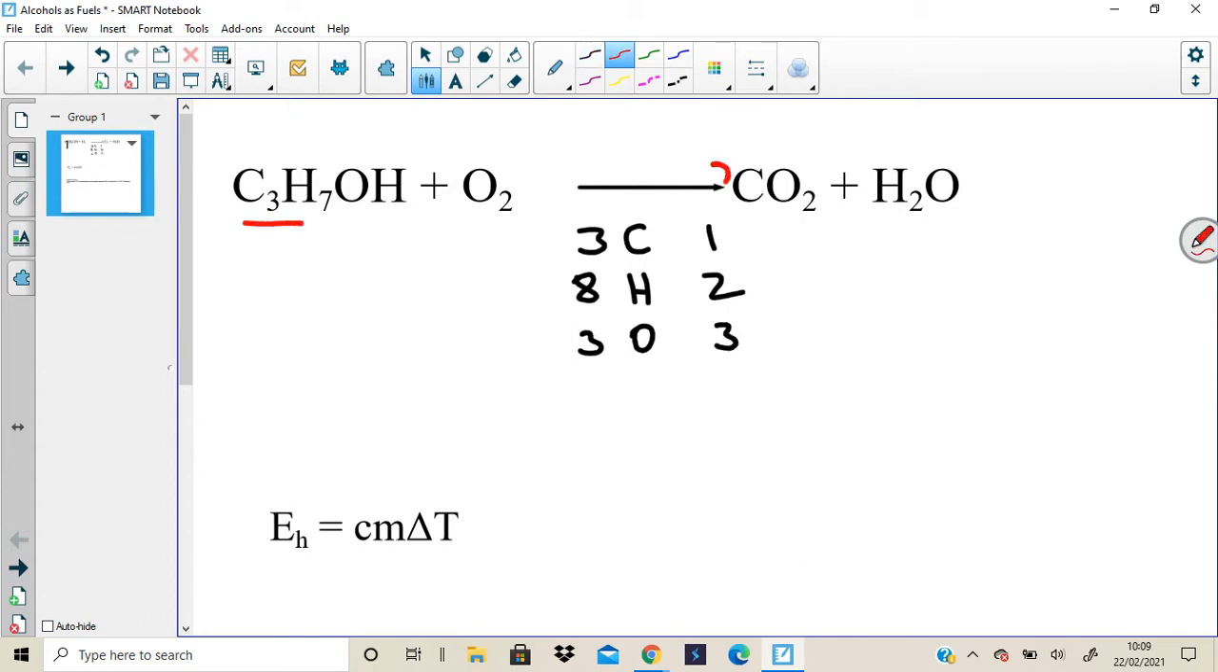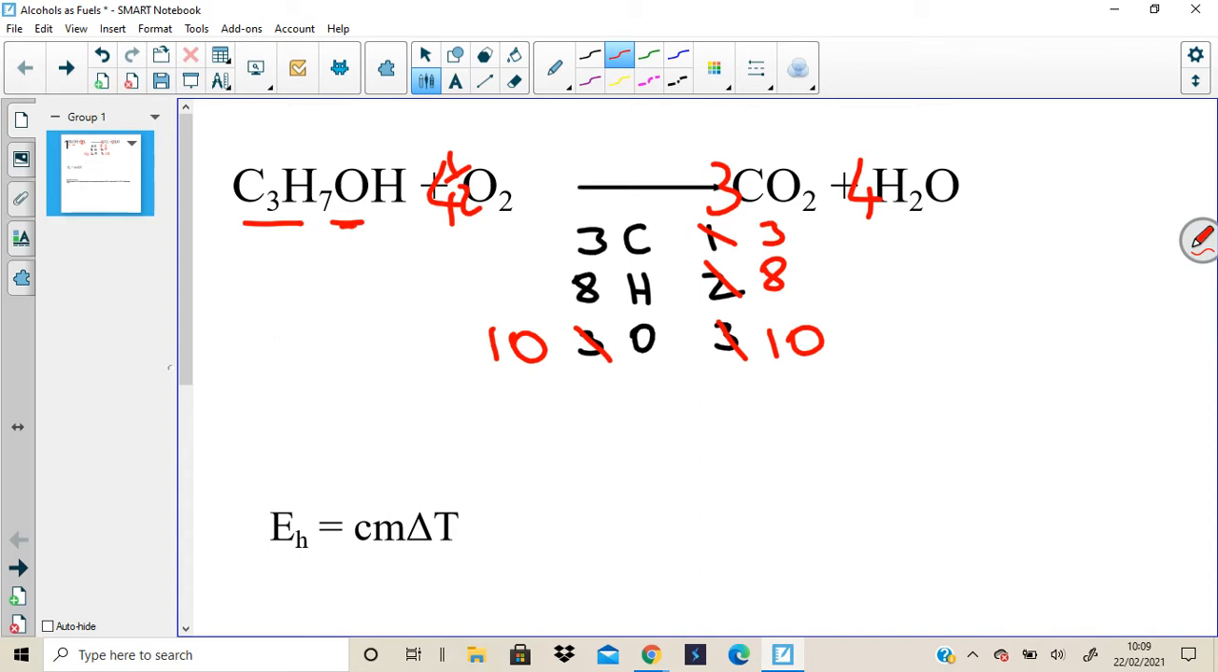3 carbons, I need to put a 3 there. I've got 8 hydrogens, so I need to multiply this by 4. So that is now correct. Now that is balanced, but the oxygens aren't. So I've got 3 times 2 is 6, 4 times 1, so I've got 10 on this side. But I've also got 1 here that I can't do anything about, so I need to get this to 9. So 9 times 1, I need to make that 10. So 4.5, it's going to squeeze it in there, times 2 is 9 plus the 1.